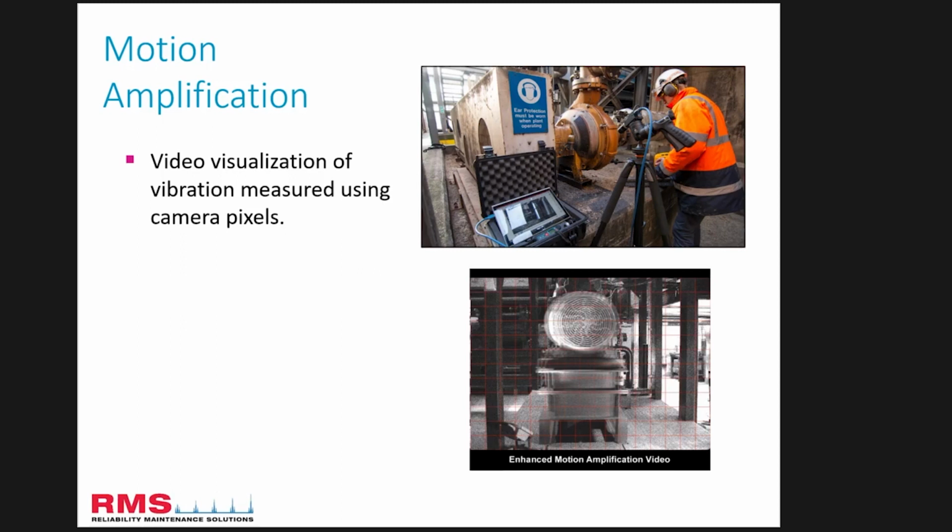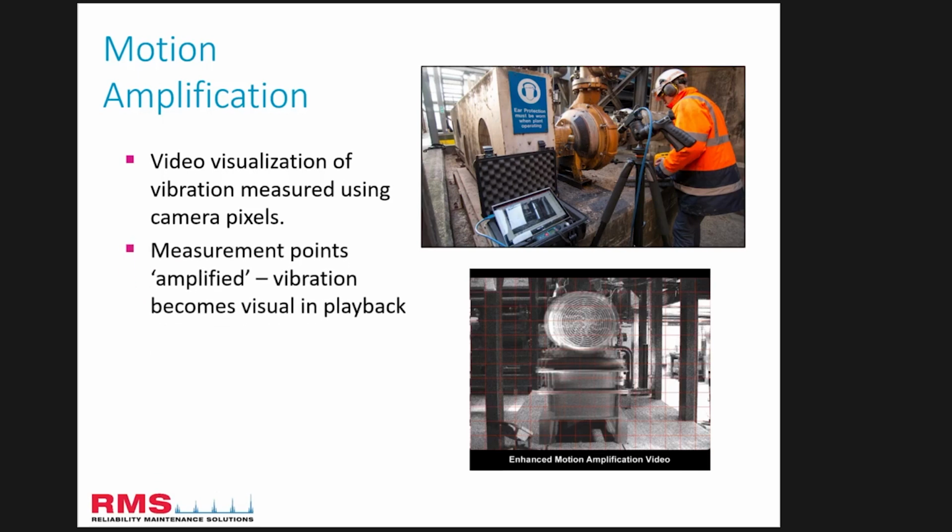But now we've got this instrumentation which makes this process much easier. So measurement points are amplified, vibration becomes visual in playback. Every pixel in the frame is a sensor. Whereas we're using one accelerometer, we got up to 2.3 million points in some pictures that we take non-contact, and I say it's low cost per point.